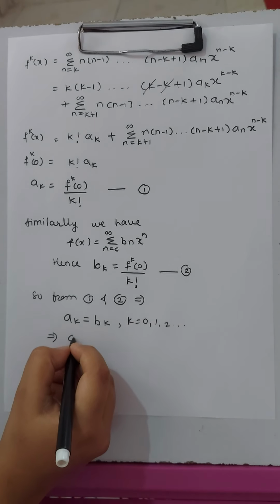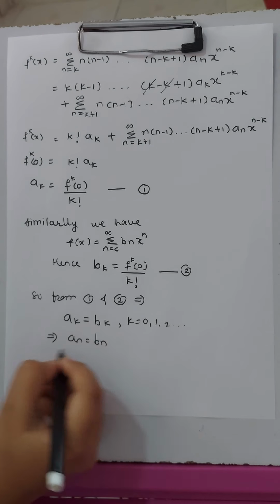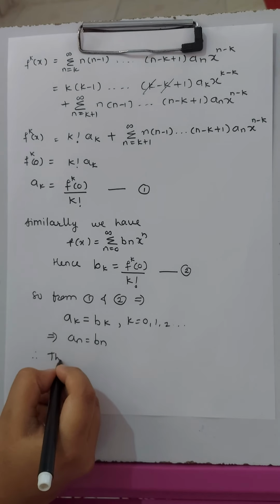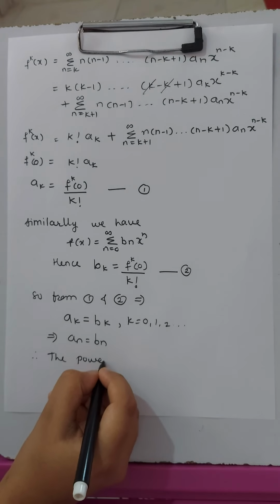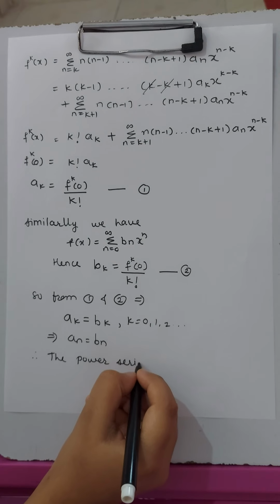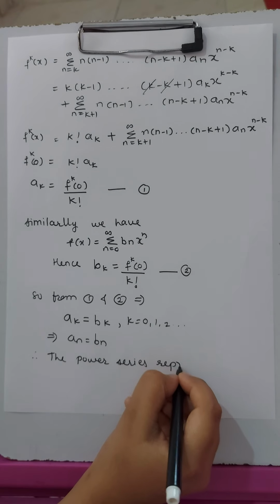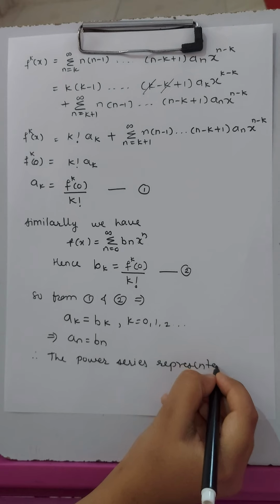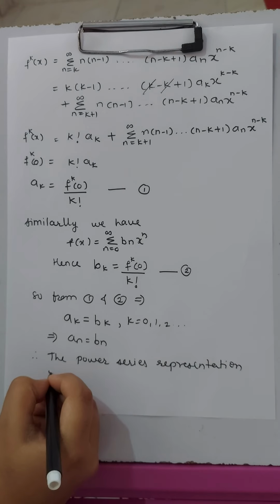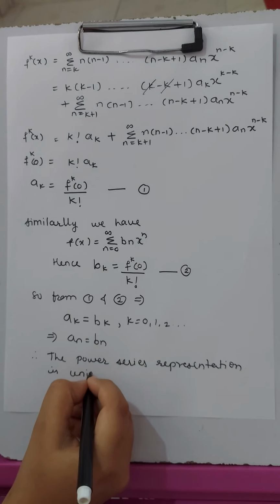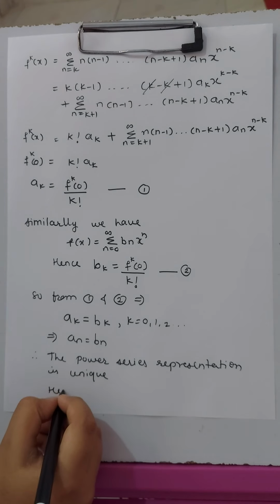So this implies that an is equal to bn, that is the power series representation is unique, and hence the theorem is proved.